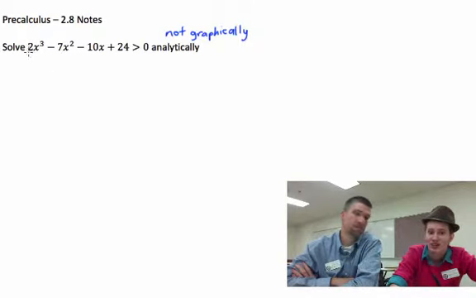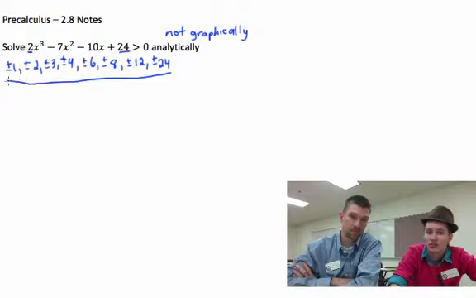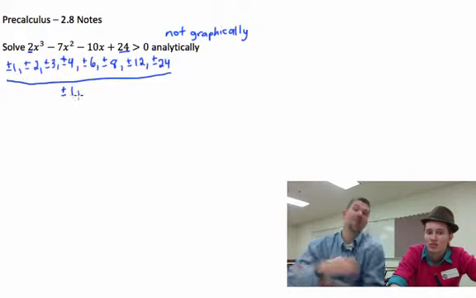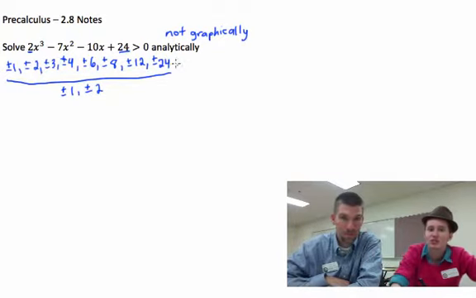Rational zeros theorem. Okay, so remember we use these two numbers. We're saying the factors of 24. Which there are several. 1, 2, 3, 4, 6, 8, 12, and then finally 24. There's those guys. Over. My hand's hurting right now. Plus or minus 1, plus or minus 2.